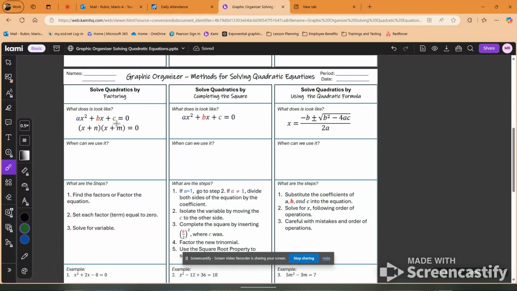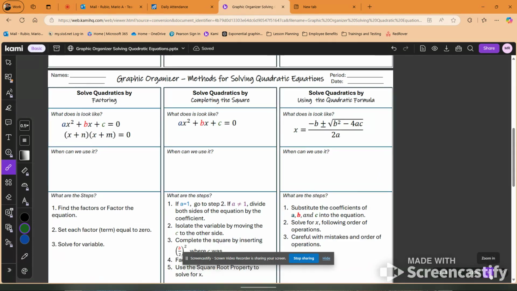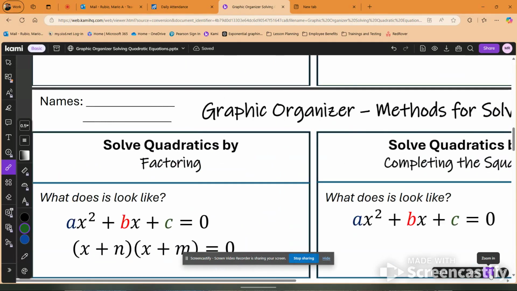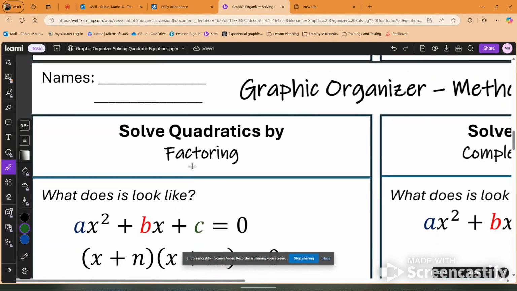We're going to be broken off into pairs, so one group is going to fill in these 2 squares, and then the other group will fill in the other 2 squares, and you will trade off and share the information with each other. I'll explain that in class so it's a little bit more clear, but first let's start by looking at solve quadratics by factoring.